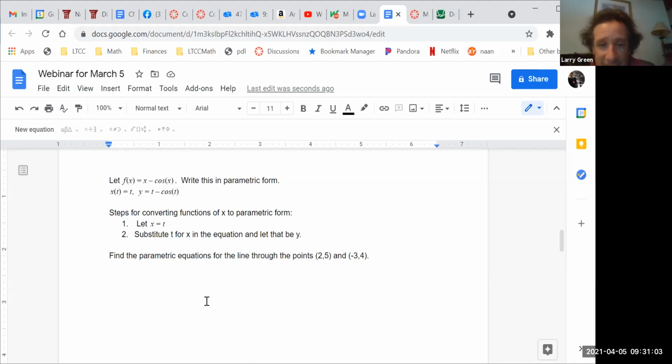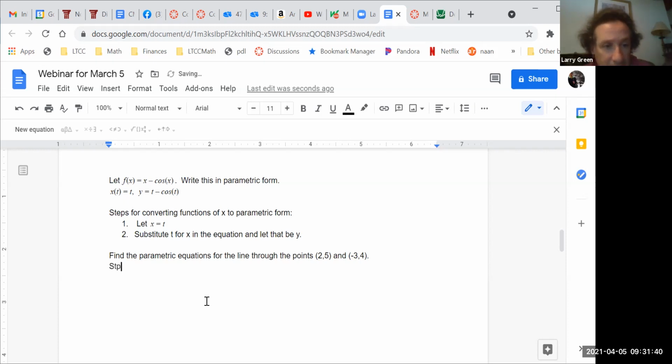But the bigger issue is you end up with a parametric equation of the line where the starting point is not very interesting and neither is the ending point. So what we want is to say when t is 0, we're at the first point at (2, 5). And when t is 1, we're at (-3, 4). And that is a lot better for describing this. Don't you agree? Than just when t is 0, you're at some random point on this line.